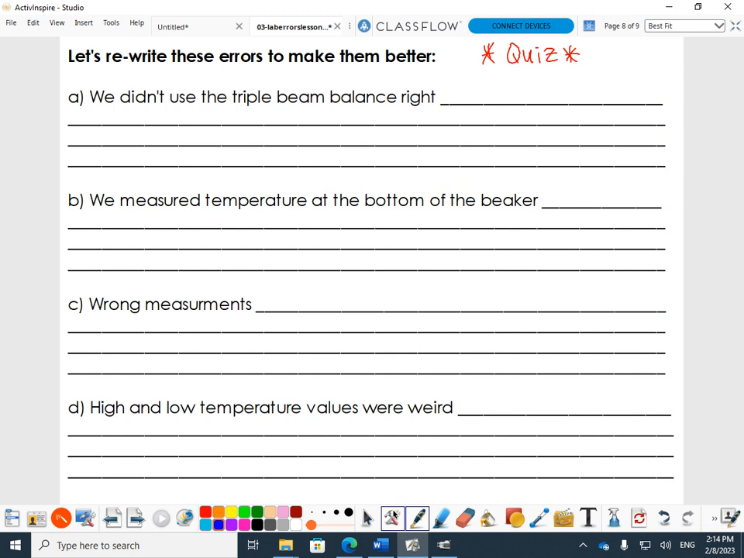Okay, so you could write something about how it was difficult to line up the arrows to make sure you could read the mass. Or actually, you know what? I'm going to be fancy.